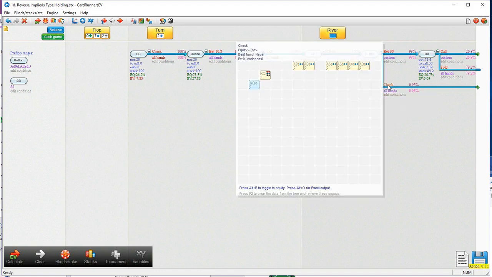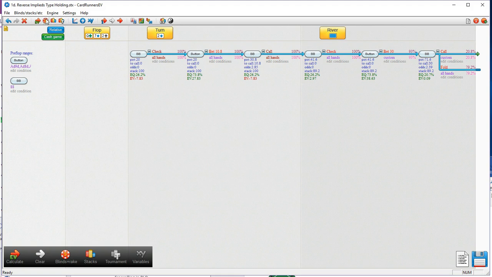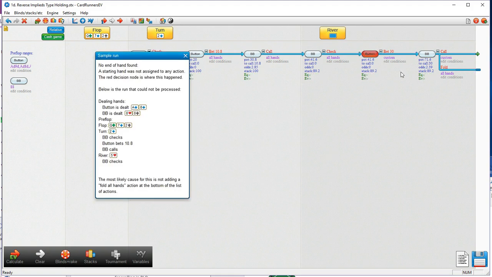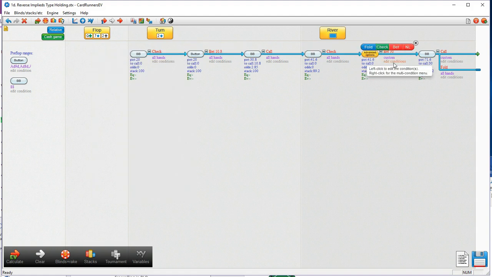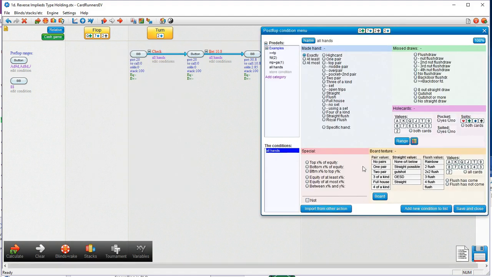So first of all, let's just remove his option to check. Let's say he is really going to bet with 100% frequency in this case. We're just going to edit the conditions here so that he bets all hands, as opposed to the previous model where he bets some of them but not all of them.